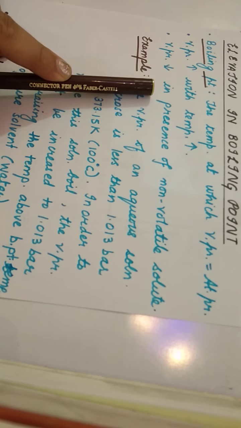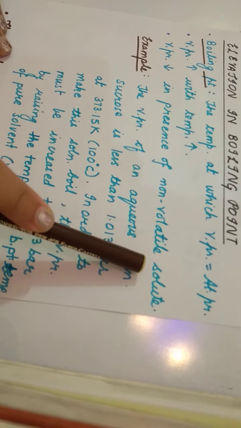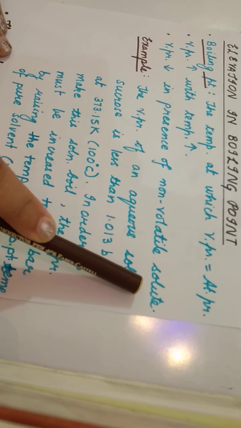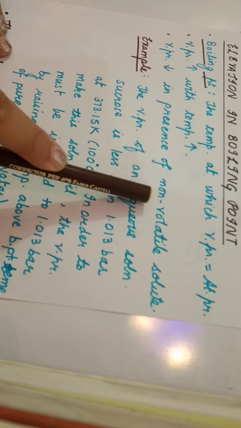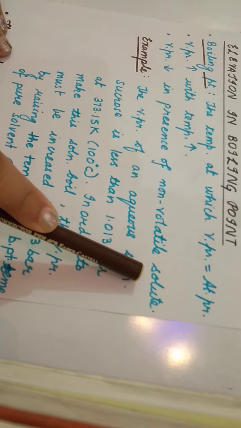In the presence of a non-volatile solute, the vapor pressure decreases, because the surface covering the solvent molecules will be less, as it is also covered with a non-volatile solute. So this non-volatile solute will not vaporize and will not contribute towards the vapor pressure. This is the reason behind it. This we have done so many times. Now we'll take one example.